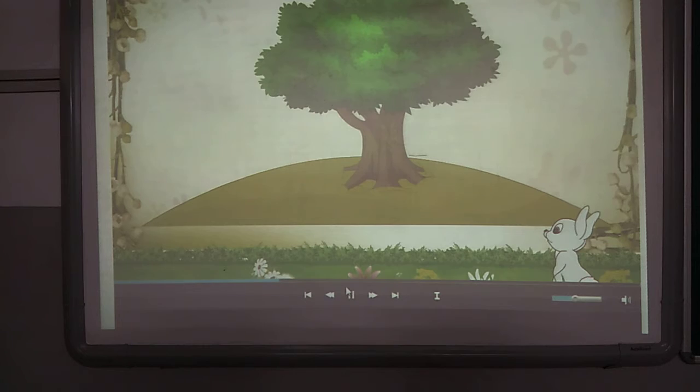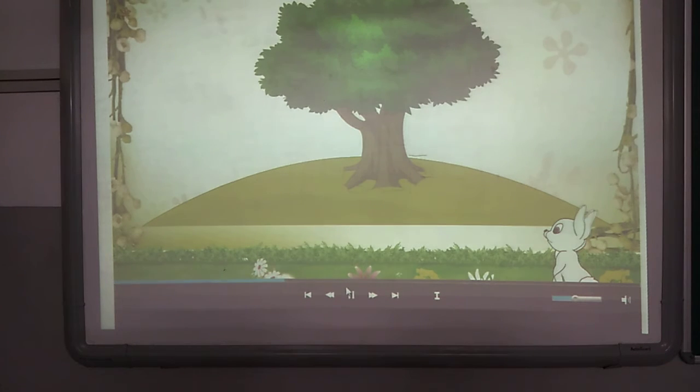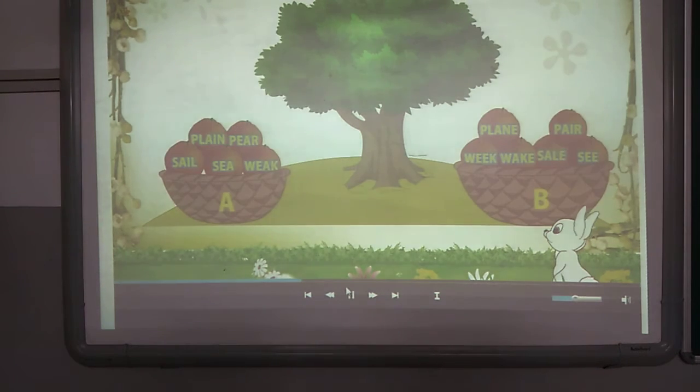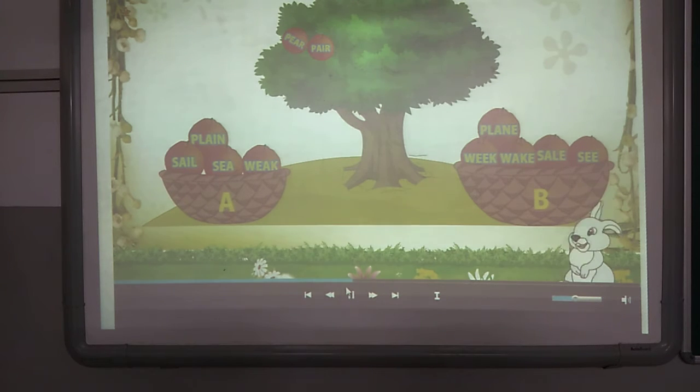Here is an orange tree which is bare. Let's put some oranges on the tree. See, Rainbow, here are 2 baskets of oranges with words written on them. Choose one word, pear, from basket A, and the same sounding word, pair, from basket B. Pin the 2 oranges together and place them on the tree. It is very simple. Come on, Rainbow. It is your turn now.